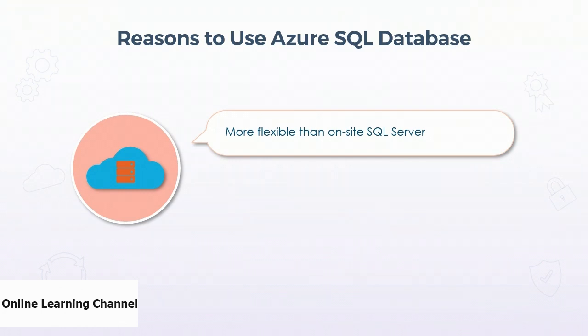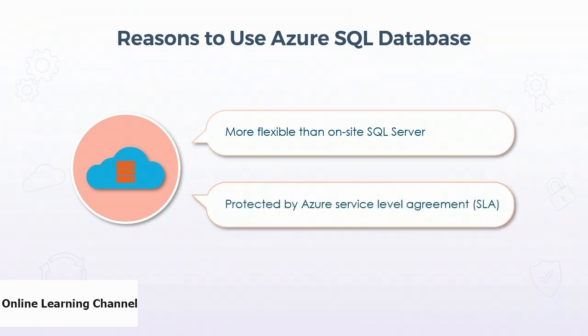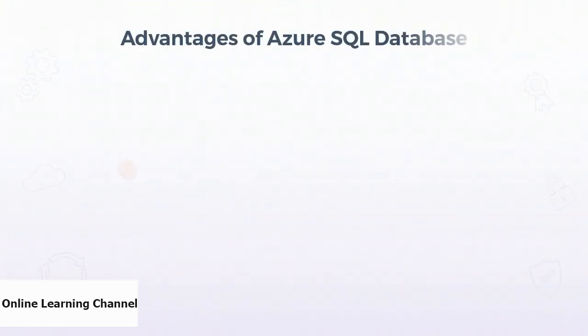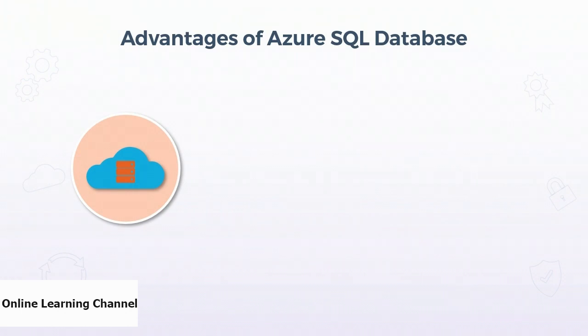Think of what it takes to install a new SQL Server instance on-site. It's not pretty. Another reason you'd choose to use Azure SQL is because it's protected by Azure Service Level Agreements, or SLAs. Now, this gives you the confidence that the database will be functional and available at all times. Now, great. Those all sound like pretty good reasons to pick Azure SQL. But what are some of its advantages? What are the benefits of using Azure SQL?